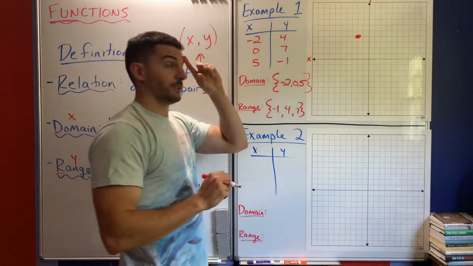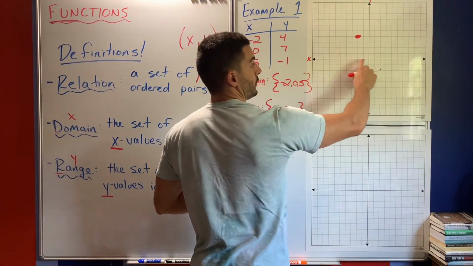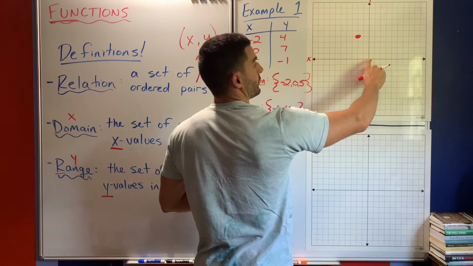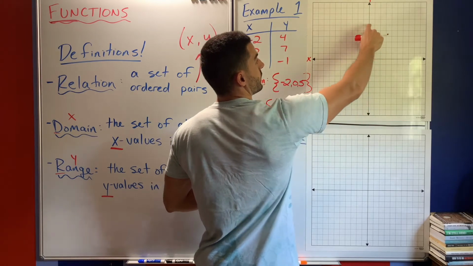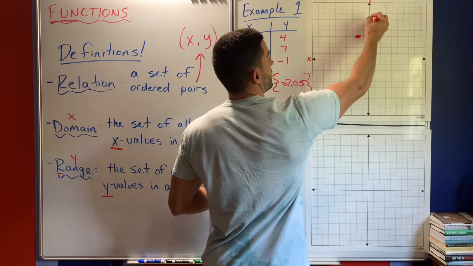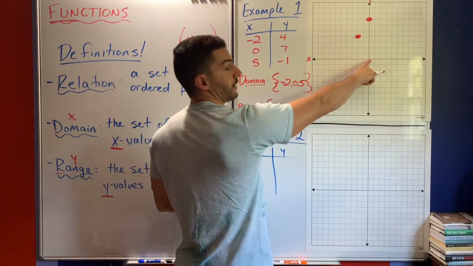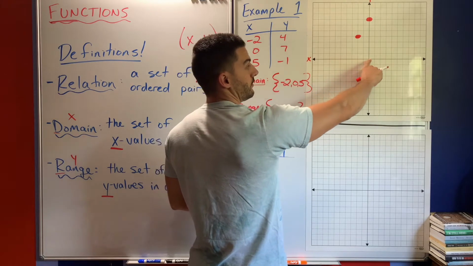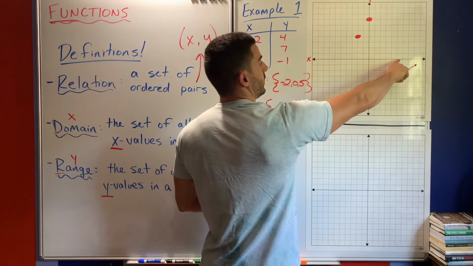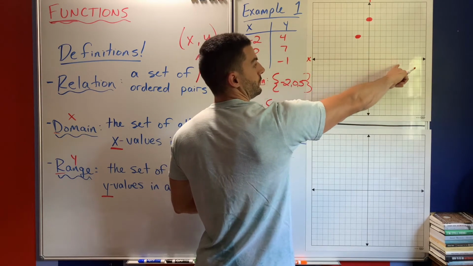Second point, 0 comma 7. So 0 on the x, so I'm not moving side to side at all. And then 7 would be up 1, 2, 3, 4, 5, 6, 7, up 7. Okay, and then 5, -1. So 5 on the x, so I move over to the right 5, 1, 2, 3, 4, 5. And then -1 on the y, so I move down 1.